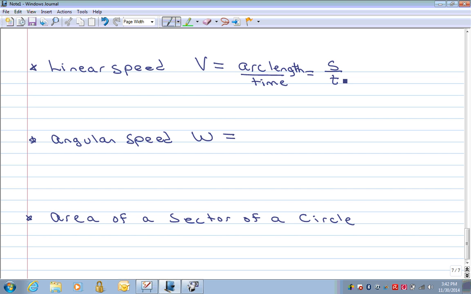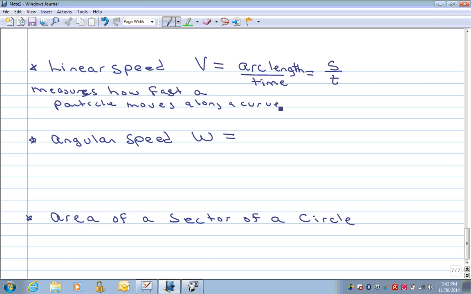By the way, linear speed measures how fast a particle moves along a curve. Okay, so in other words, let's think of a bicycle tire, and let's say a rock gets stuck in your bicycle tire, and linear speed will tell you how fast that rock is moving around the tire.